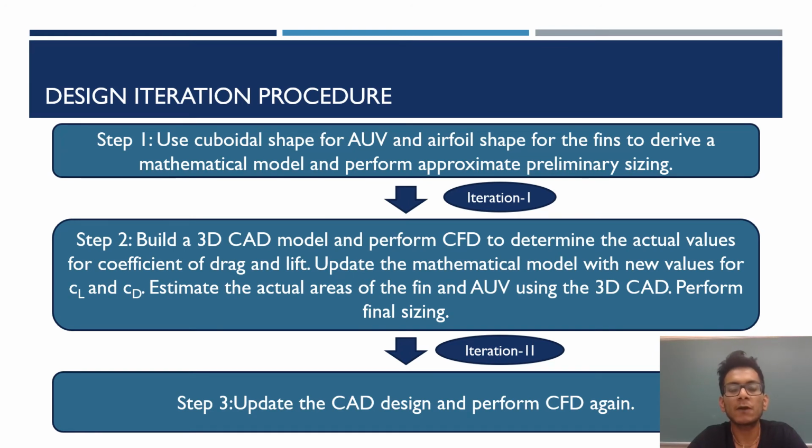The team decided to follow a three-step procedure to size the AUV and its fin. The first step is to simplify the AUV as a cuboid and its fin as airfoils to derive a mathematical model and perform preliminary sizing. The second step is to build a 3D model based off the preliminary dimensions and perform a CFD study to determine the lift and drag coefficient for our complicated guitar fish design. The result from the CFD would then be used to resize the AUV and its fins, and a CAD model would be updated in step 3.